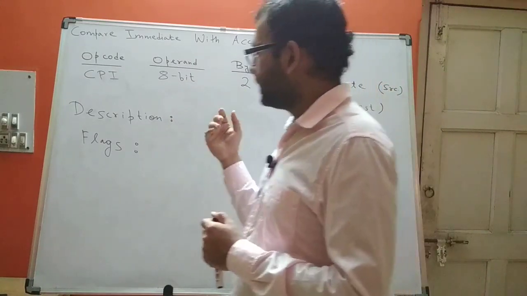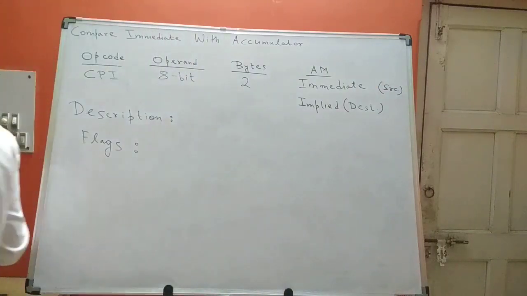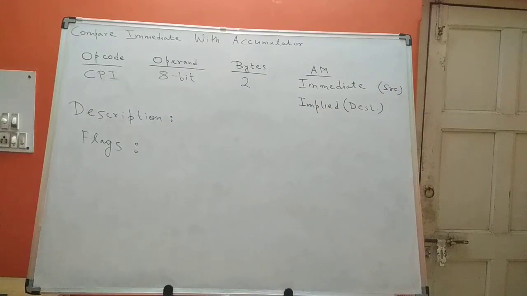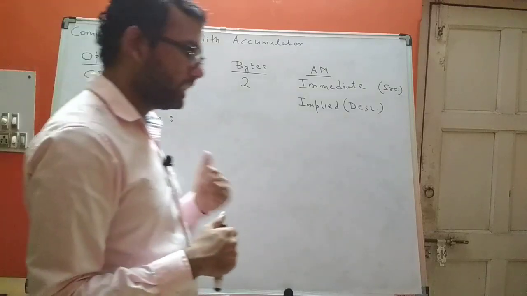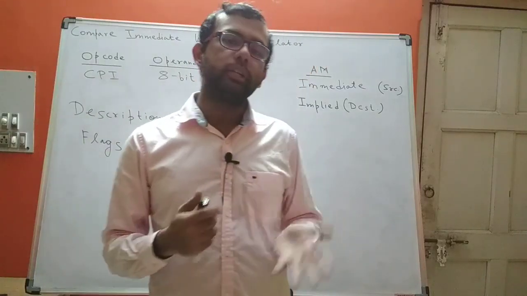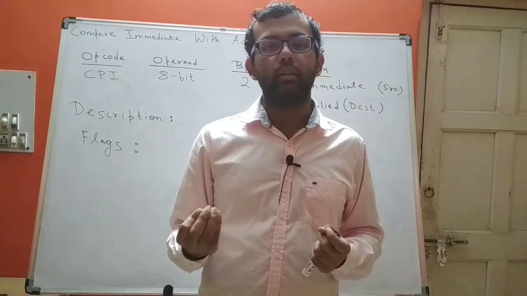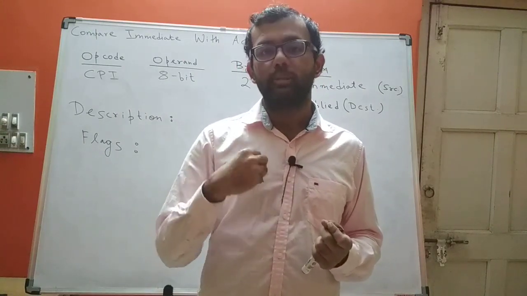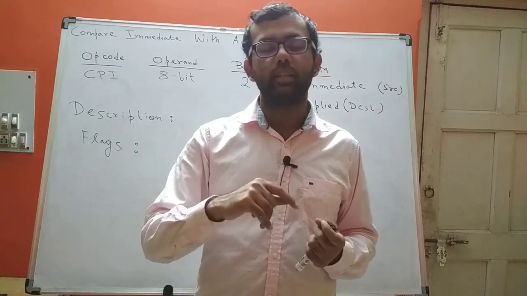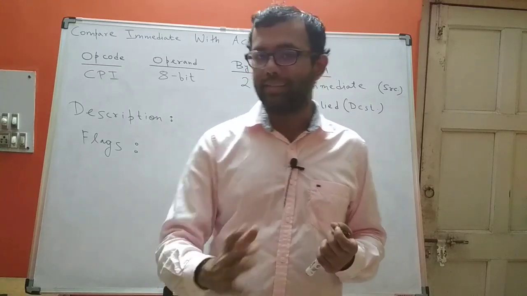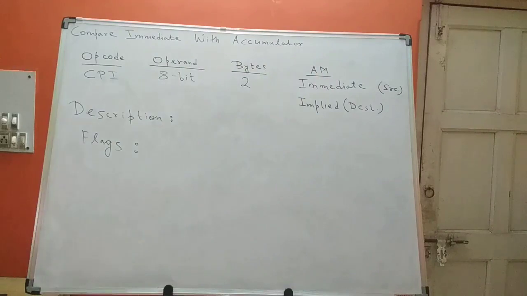Now, the description will be exactly the same, with only minor differences. So please write down the description. I'll not be taking an example for this because it will behave in the same way as your previous comparison instruction, CMP. The only difference will lie in the way the operand is specified. In the previous case, the operand was inside a register. So I hope you have understood.